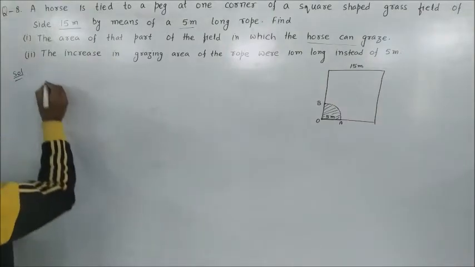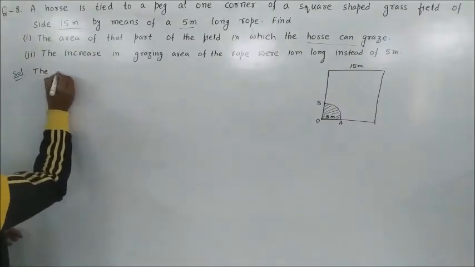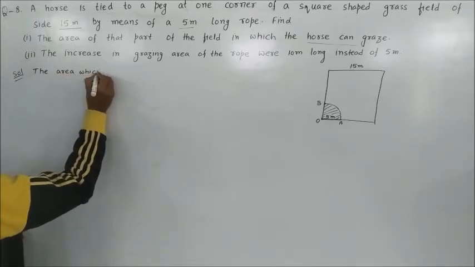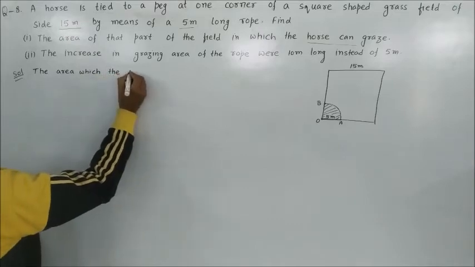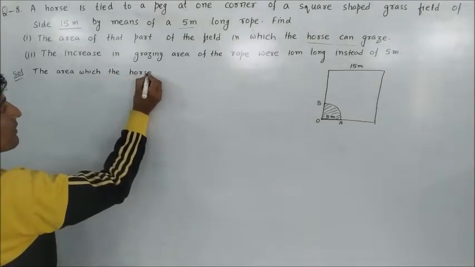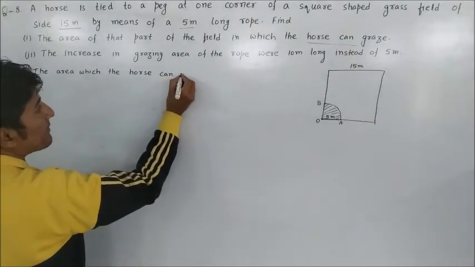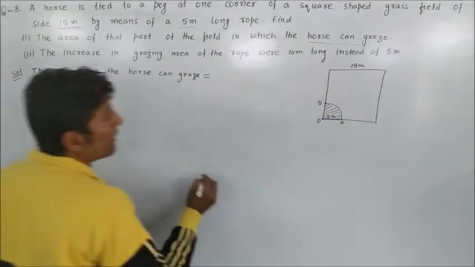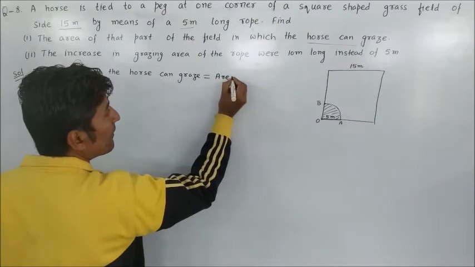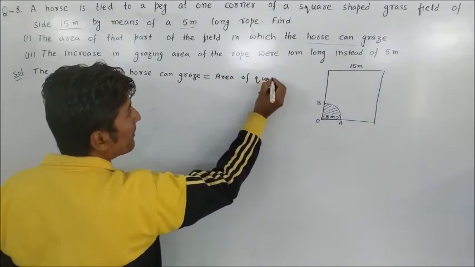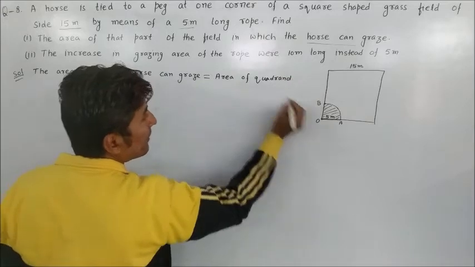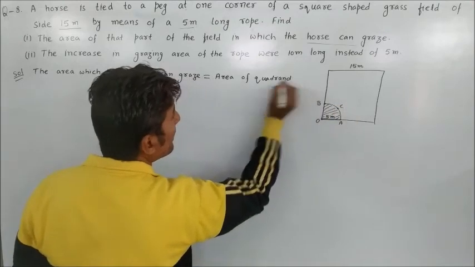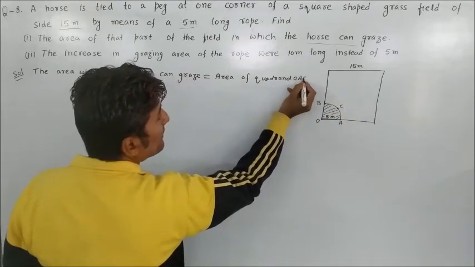The area which the horse can graze will be equals to the area of this quadrant. We can write here area of quadrant. This point we can take as C. So OACB, area of quadrant OACB.